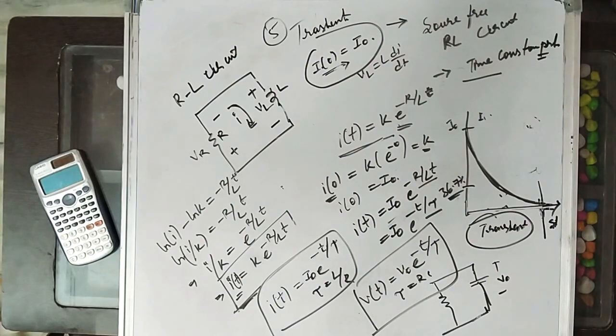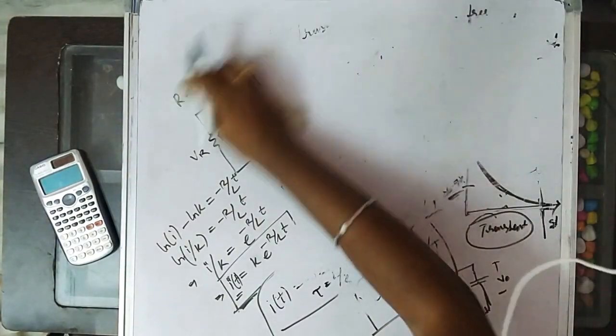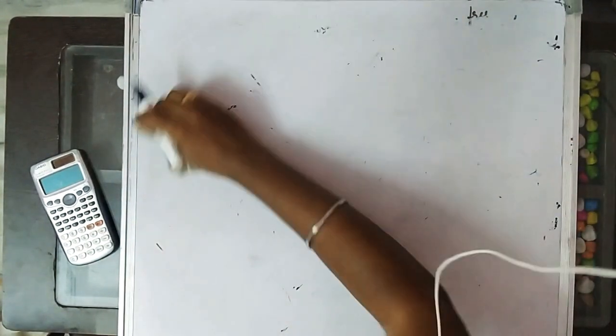Now this session will solve only problems based on the time constant. We'll see how to find the time constant for different circuits. Let us take a simple circuit.